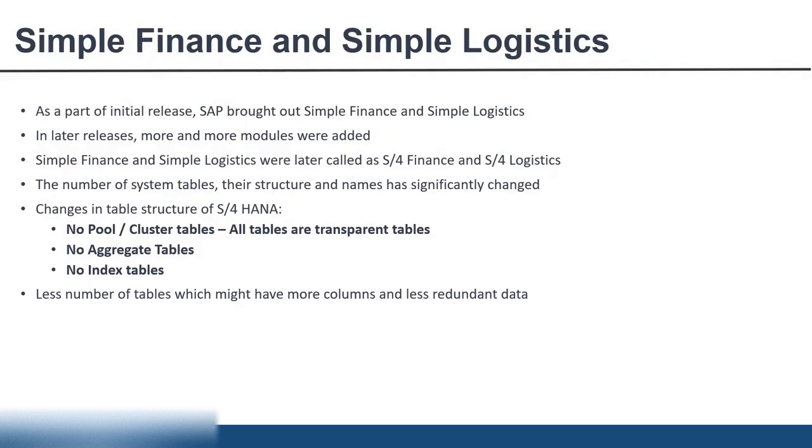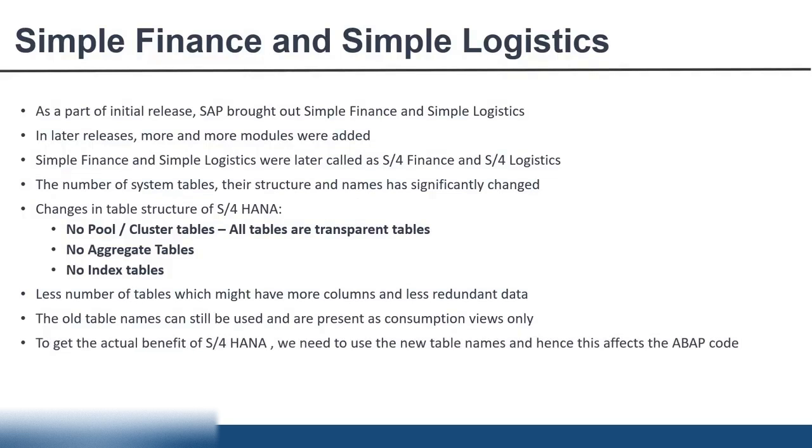Same logic is applied for logistics, that means for SD and MM modules also. So the table structure is now simplified for SD and MM modules also, which was called simple logistics. The same concept is now called S4 logistics. So the old table names are also completely changed. Now you can see, for example, instead of the BSEG table, you have ACDOCA, that is the ACDOCA table in finance. So the table structure and table names are also completely changed. So to get the actual benefit of S4HANA as an ABAPer, you will have to ensure that you know the tables and new fields in S4HANA.